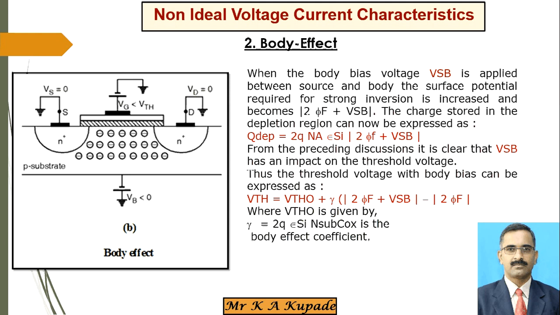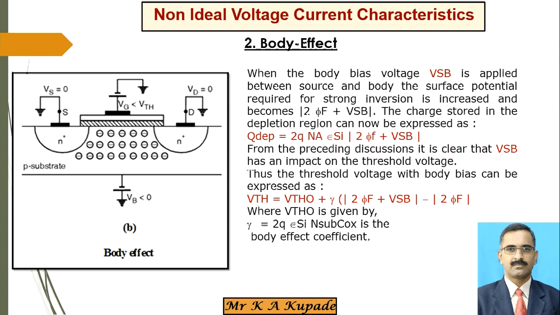And that threshold voltage is given in that equation as Vt equals Vt0 plus gamma times mod of 2 phi F plus VSB minus mod of 2 phi F, where gamma is given as the square root of 2 q epsilon Si N A over Cox. This is the body effect of that particular MOSFET.